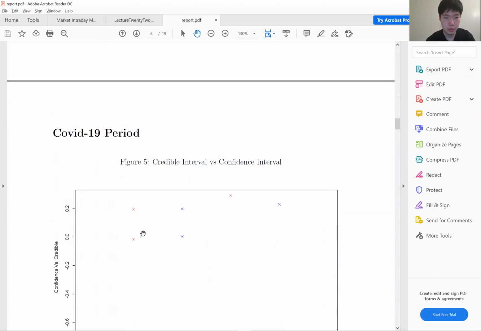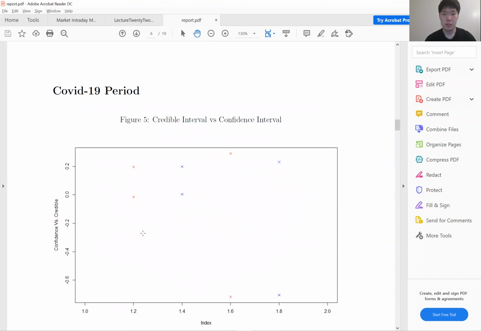And then I'm comparing with the COVID-19 period. As can be seen, the credible intervals and the confidence intervals sort of disagree with each other in this data set. The credible intervals contain more variance, as the intervals are larger than the confidence intervals. This is because in the COVID-19 period, the sample size is much smaller than the whole data set. There are only 88 data points in the COVID-19 period, in comparison with about 5,000 data points in the previous section.